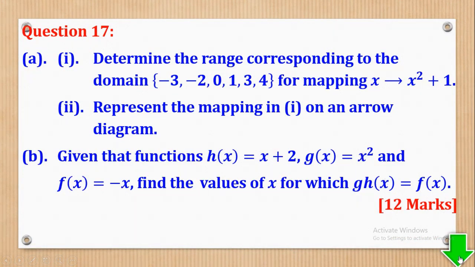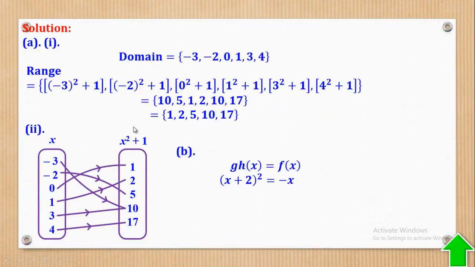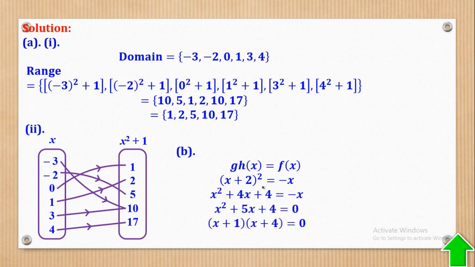That is why we got x plus 2 everything squared. f(x) was already negative x, so next is to open brackets and then collect like terms to get a quadratic. And solving the quadratic, you can either solve by factorizing or the formula to come up with those values of x.